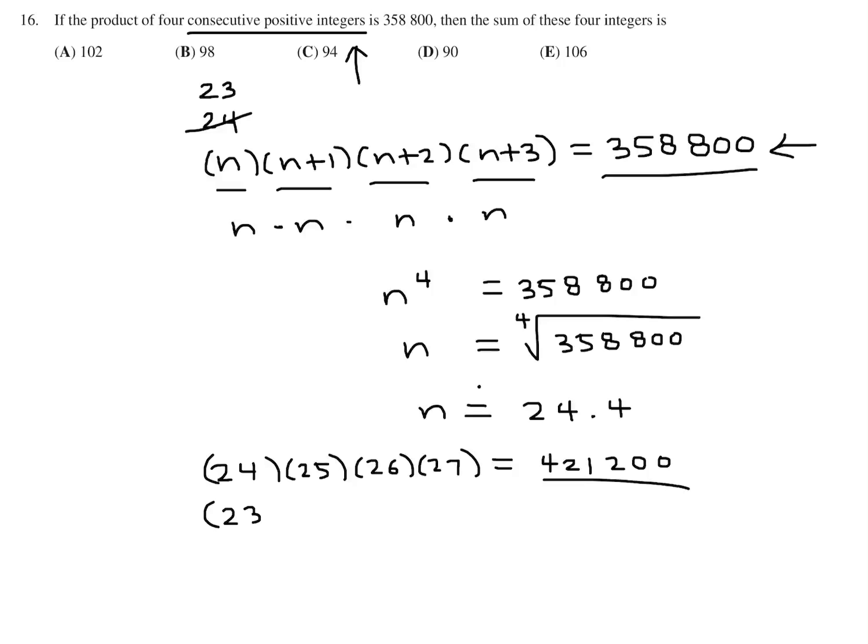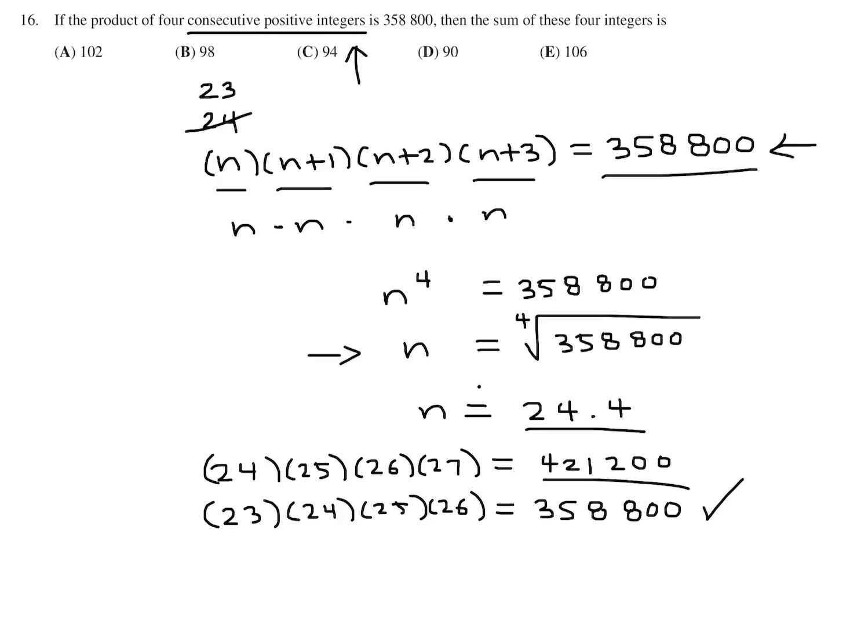So let's try 23 as n. 23 times 24 times 25 times 26, like that. And if you do that, you get 358,800. There you go. So you see how there's no magic formula. It's just an approximation, and then you use trial and error to figure this out. So don't get discouraged. Don't think, oh, I don't know how to do it, and just give up and move on to the next question. If you figure this out, get an approximate number, and then do trial and error, you'll be able to figure it out.